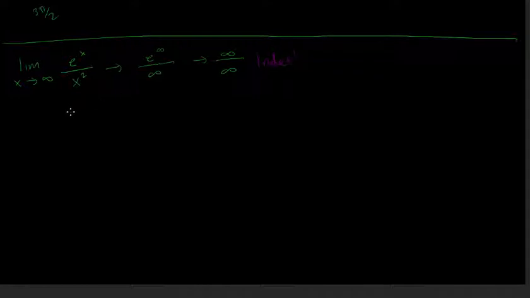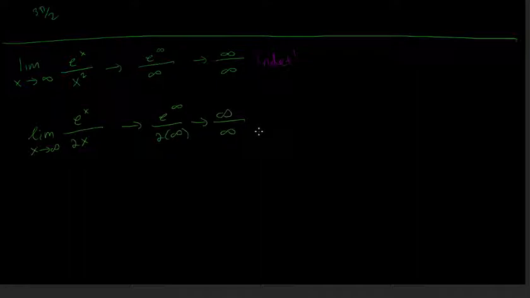So let's apply L'Hopital's. So we take the derivative of the top and the bottom separately. Remember, not quotient rule. We just do it separately. And we get e to the x over 2x. And if we do this again, we get e to the infinity over 2 times infinity. It's the same thing. But if you look, notice infinity over infinity, so we can use L'Hopital's again. So we take the derivative of the top and bottom again, and we get e to the x over 2. This looks promising. E to the infinity over 2, infinity over 2.